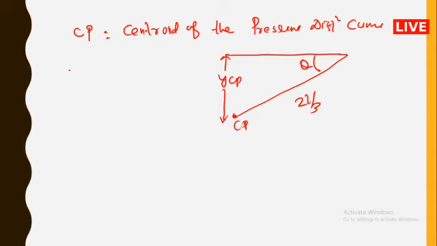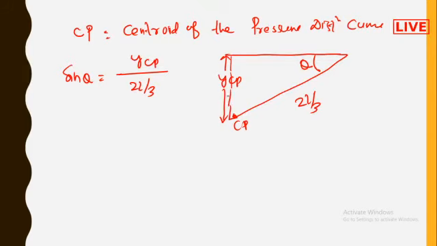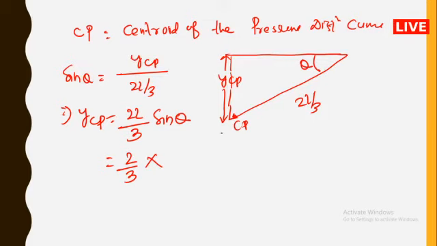Just use the triangle rule. So sine theta is how much? It will be equal to perpendicular by hypotenuse, that is YCP by 2L by 3. So this YCP is coming out to be 2L by 3 into sine theta. So this is 2 by 3 into L, which is 2.4, the length of the gate, and sine 60 degree. So we find that it is coming out to be 1.39 meter.